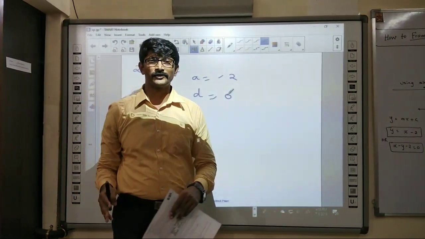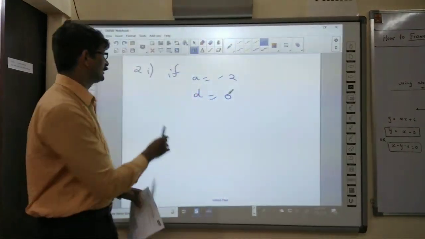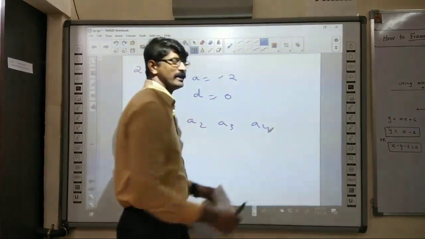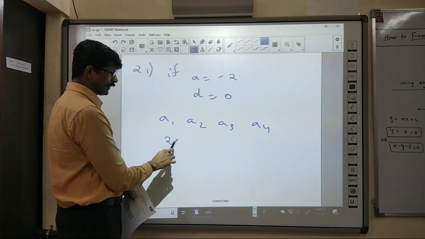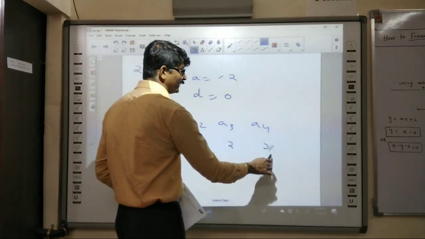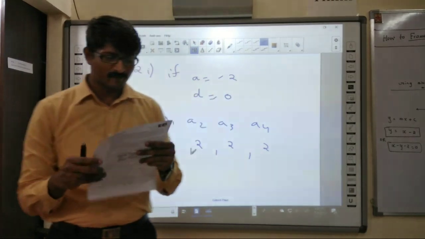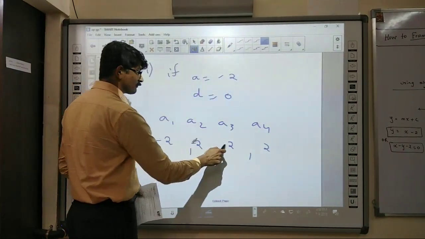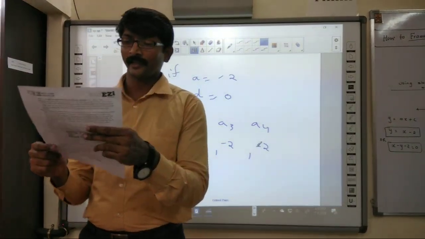So student, this is interesting because the difference is 0 now. If the difference is 0, obviously A1, A2, A3, A4 will remain the same as the first term. So if your first term is 2, add 0, 2. Add 0 with this, 2, isn't it? So in that case, all remain the same. Oh, I'm very sorry, the first number was -2, so all the terms will be -2, -2, -2, and -2.